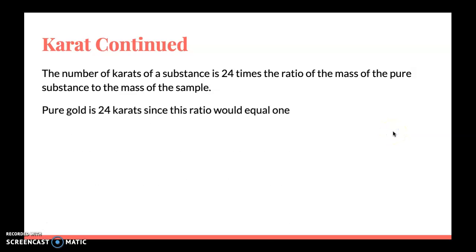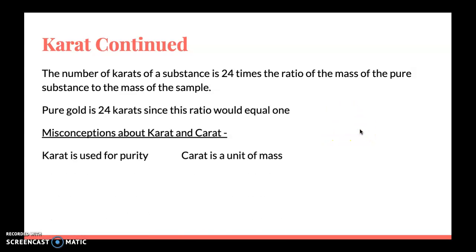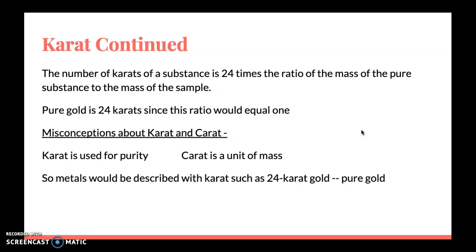So we can think of pure gold as 24 carats since the ratio would equal 1. And you can think of that like when you go to the store, it's 24 karat gold. It's pretty expensive. Some misconceptions about karat and carat. Here we have karat with a K, which is used for purity, whereas carat with a C is a unit of mass. Some metals would be described with karat, such as 24 karat gold, which would be pure gold, which I kind of touched on just a second ago.